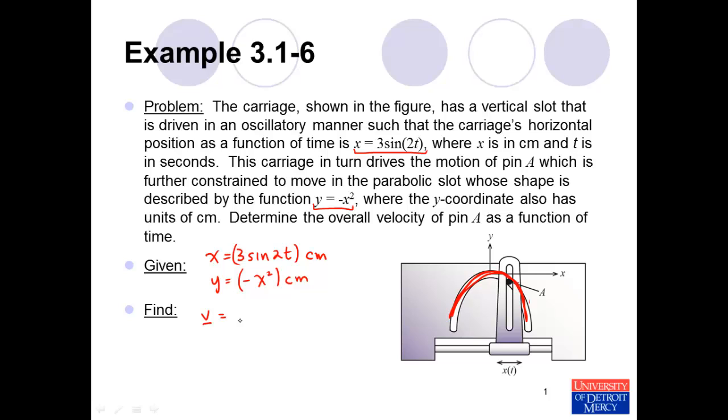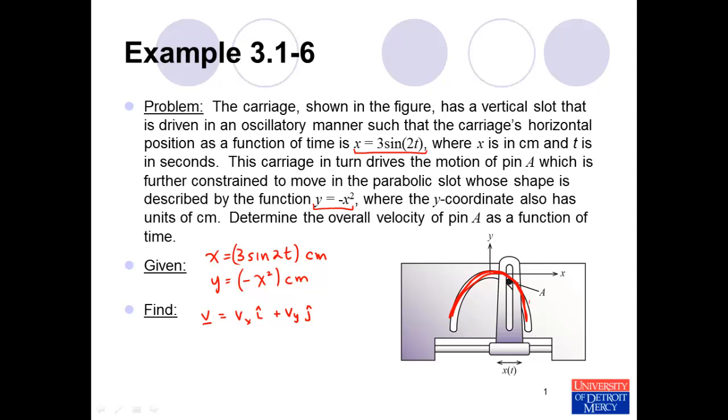So its velocity is a vector. It has components in the x and the y direction. I'll note vectors with this underline. And we need to determine the x component and the y component of the velocity, where i and j are unit vectors, i being in the direction of x and j being in the direction of y.